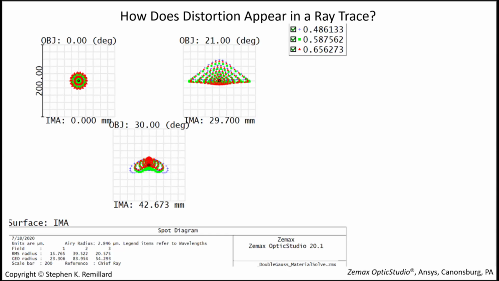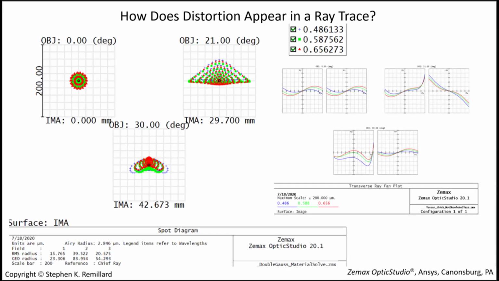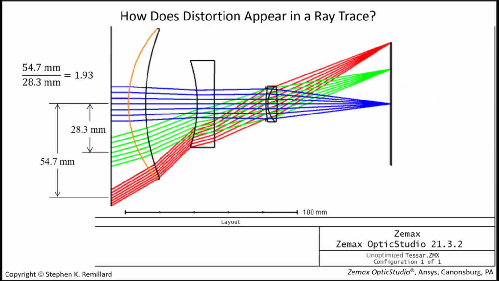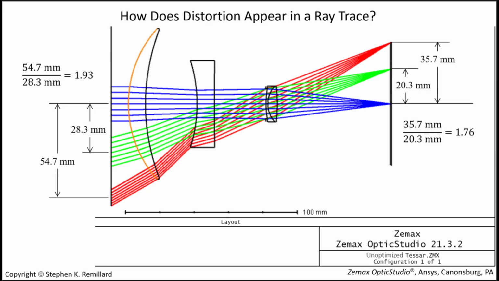Distortion doesn't show up in spot diagrams or ray fan plots, in most software applications anyway. These are a reference to the location of the chief ray, but it's possible to see the influence of distortion in a ray diagram. Compare the relative heights of the various fields' ray bundles in object space and in image space. Notice how the outer field is moved closer to the intermediate field on the image plane.